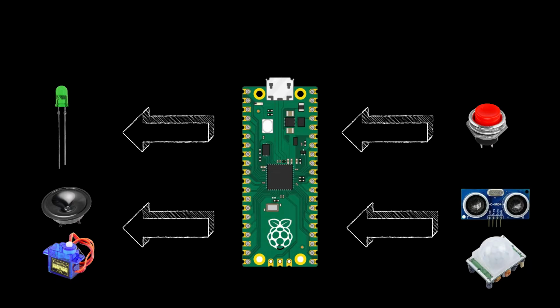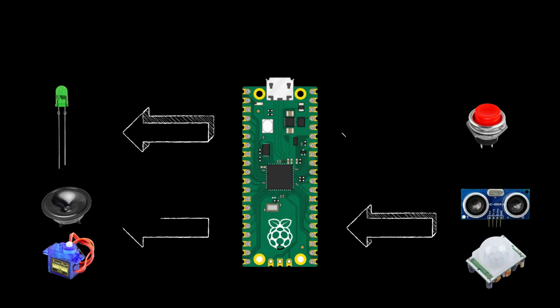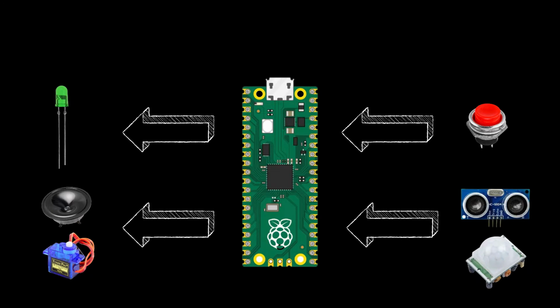For input devices like push buttons and sensors, the direction of the information is the opposite. It means that the signals or data are actually coming from the input devices into the MCU board. So it is in the opposite direction.